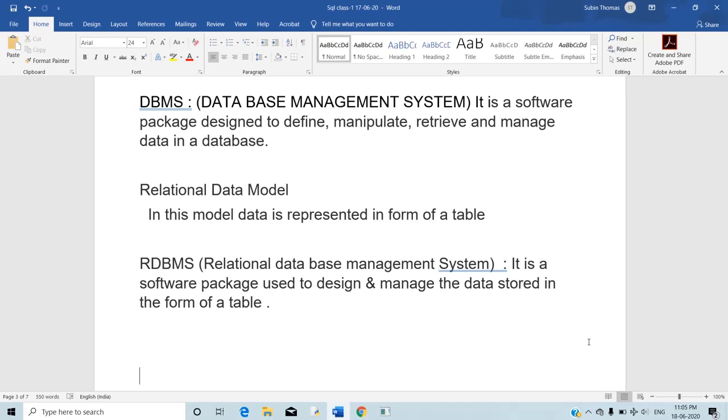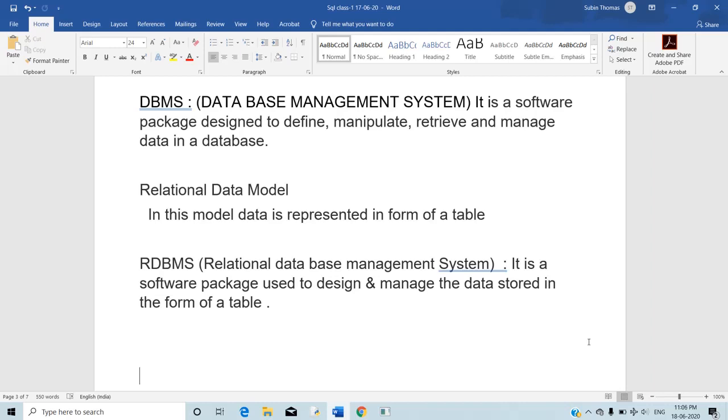Next thing, RDBMS. RDBMS means Relational Database Management System. Now you know what is DBMS. DBMS means it's a software which is used to manage the data which is stored in a DBMS. Now RDBMS means it is a software package which is used to store and manage the data which is stored in the form of a table.